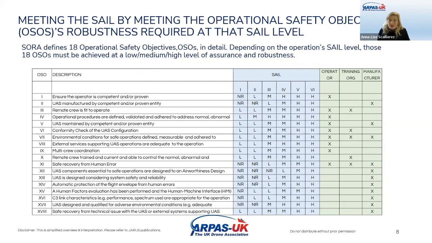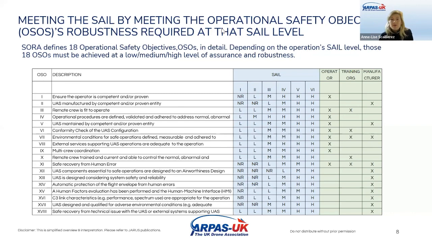Now, the next question in the methodology, in a way, is how do you meet the SAIL? How do you prove? How do you demonstrate? How do you reach that safety assurance and integrity level? You do so by meeting the operational safety objectives defined by SORA at the required level of robustness for your SAIL level. SORA has defined 18 OSOs, operational safety objectives, that are in relation to the duties or the requirements of the operator and or the training organization and or the manufacturer.